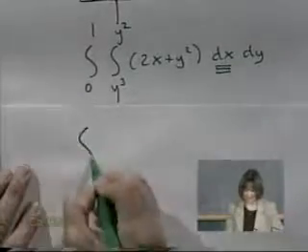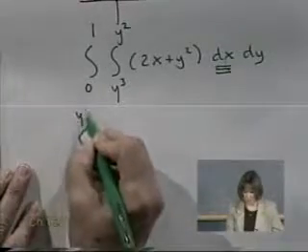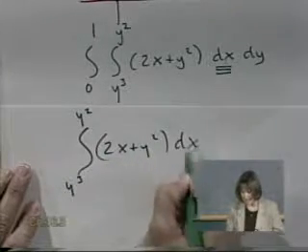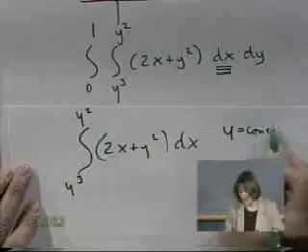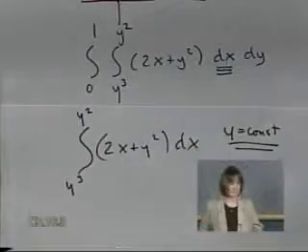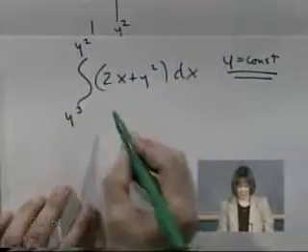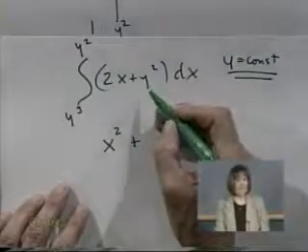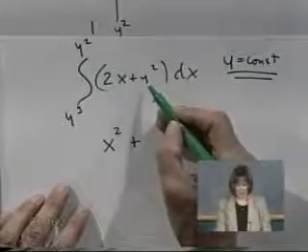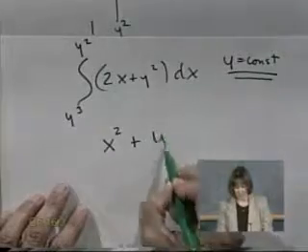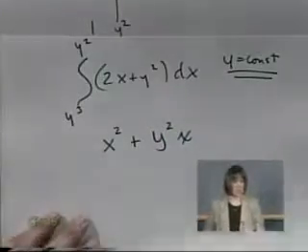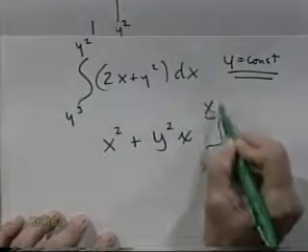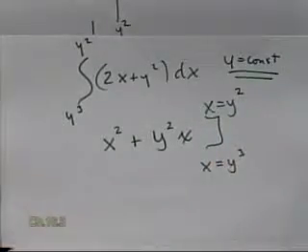Okay. We're going to go from y cubed to y squared, 2x plus y squared dx. Remember, right now, y is the constant. Integrating with respect to x, so the integral of 2x is x squared. Y squared is acting like a 5, so the integral of 5 dx is 5x, so it's y squared x, or xy squared. And we're going from x equals y cubed to x equals y squared.